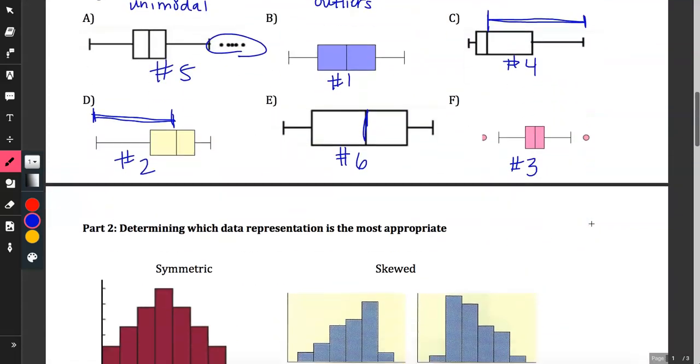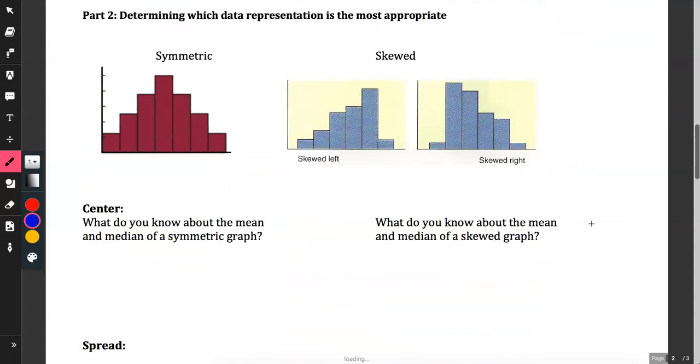Right. So the next part is something that we're going to take with us for the rest of the unit. So big idea coming up here, determining which data representation is the most appropriate. So meaning, should I talk about mean or median? Should I talk about range or IQR? That's what we're looking at here.